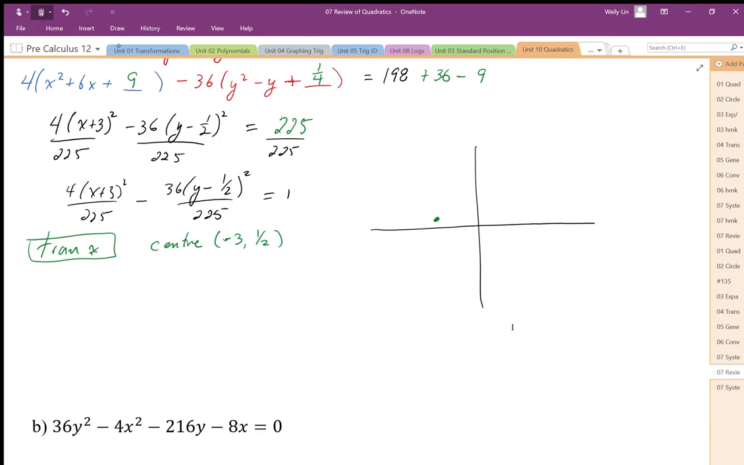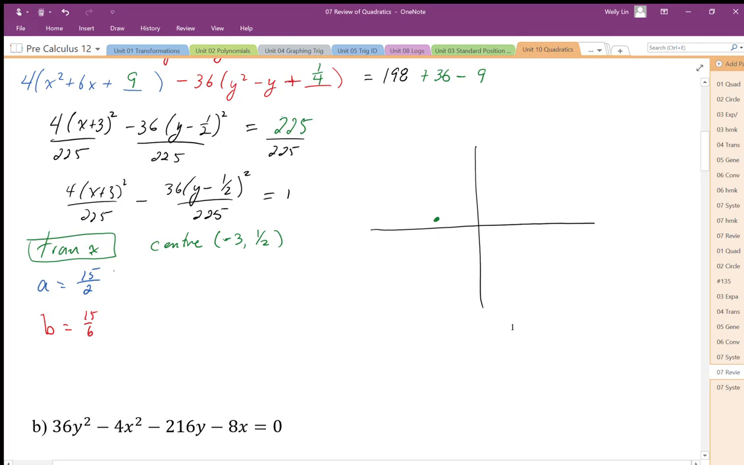Okay, we need to establish our a and b values. So our a value, we're going to remember that a is in the denominator, so we take the reciprocal and square root. So the reciprocal square root is going to be 15/2. And for the b, we're going to end up with the reciprocal again, so it's going to be 15/6.